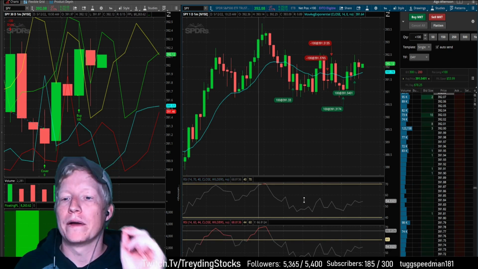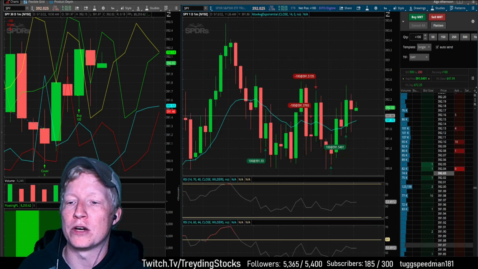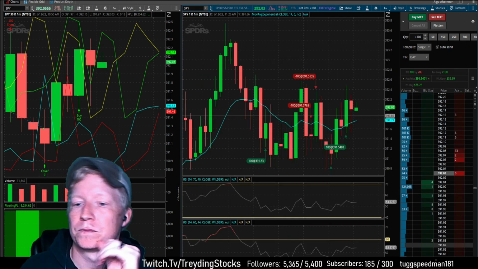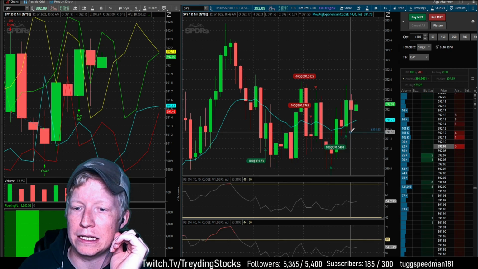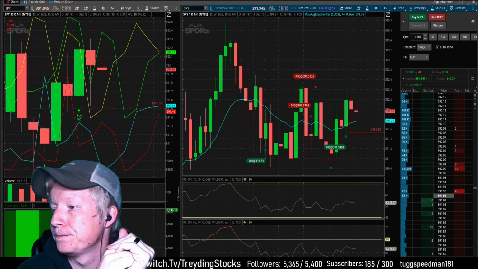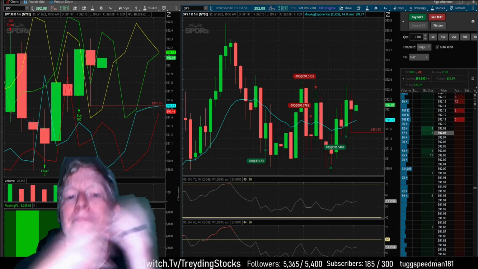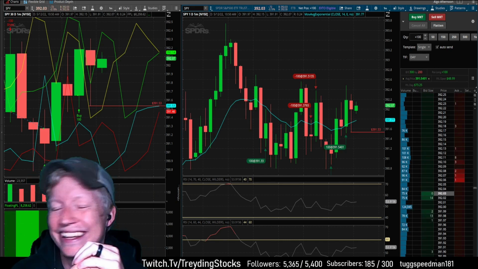Okay, so now any bar to close under the low of previous bar, we're exiting. So right now that is here. If it closes below this, we exit. Hope that doesn't happen, obviously. We'll see.